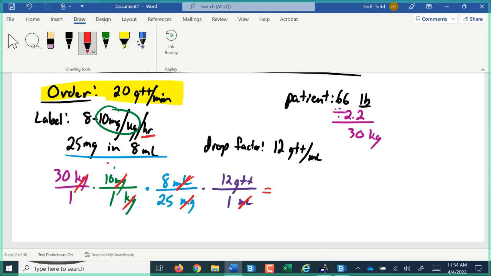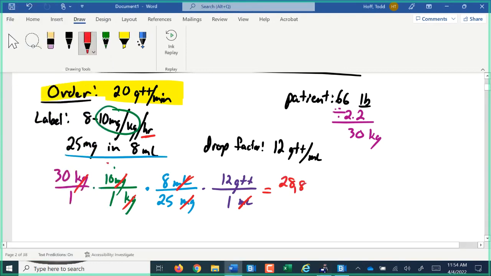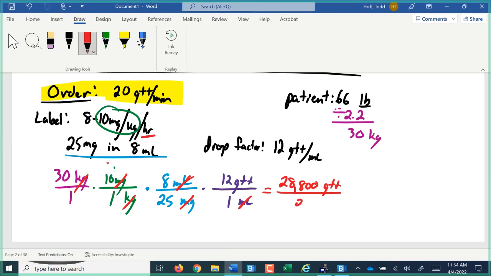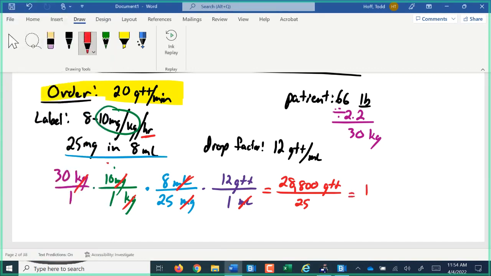Let's go ahead and calculate through here. 30 times 10 times 8 times 12 is 28,800 drops. On bottom we have 25. Dividing by 25, we get 1,152 drops. And now we bring in the time, which is per hour.